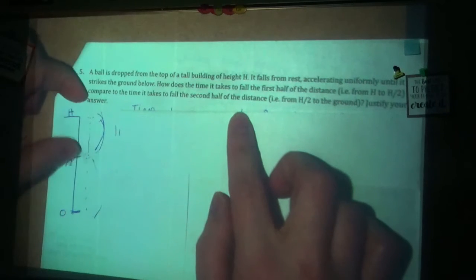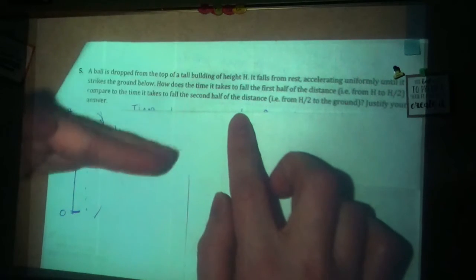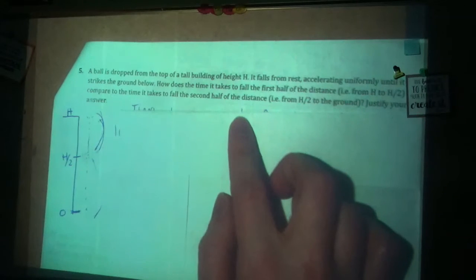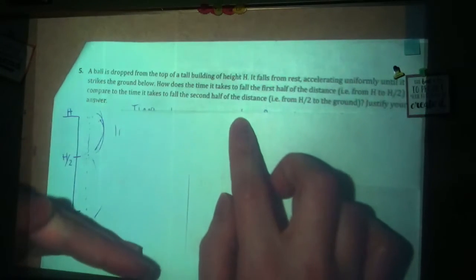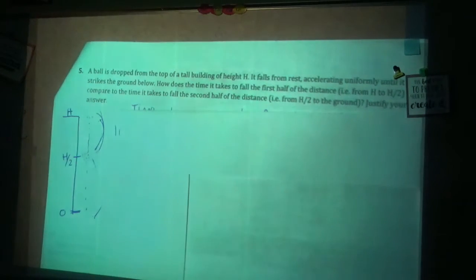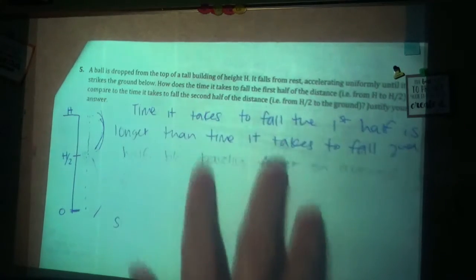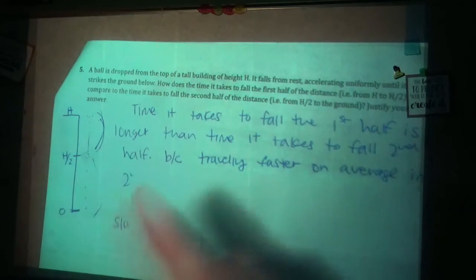I'm asking how the time it takes to go from the height to the halfway point compares to the time it takes to go from the halfway point to the ground, and it's not the same. So the answer is actually that the time it takes in the first half from h to h over 2 is longer or more than the time it takes to fall down. Because if you think about it, this is something falling down to the earth.